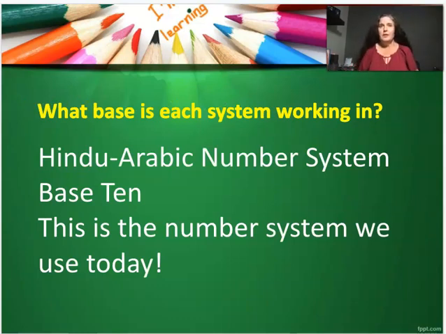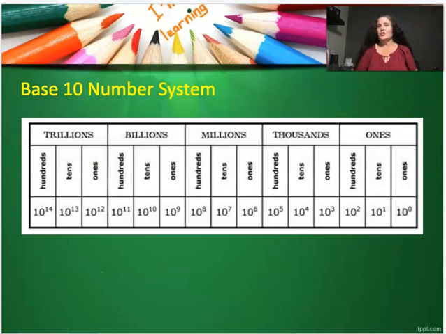After you're done with that, you might have been thinking as you were going, what base is each number system working in? Well, we work in the Hindu Arabic number system, which is our base 10 system. This is the system we use today. This should look very familiar. This is our base 10 number system, and these are our place values. Every 3 place values is a period. So notice that we're on base 10. When you see 10 to the 0, the base is 10, the exponent is 0, and it goes up accordingly from the left.